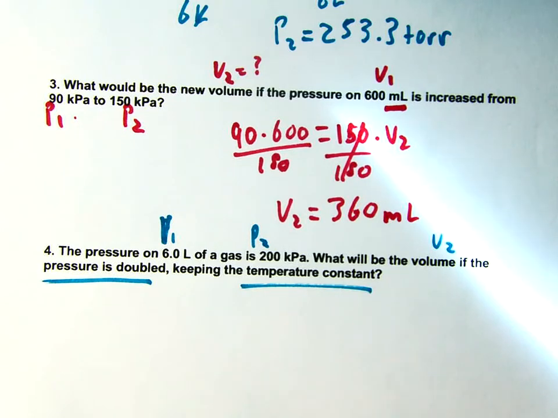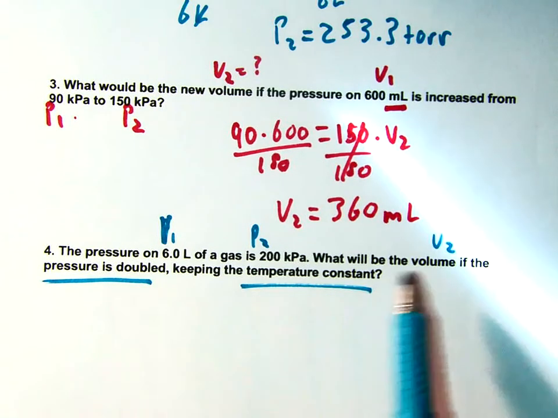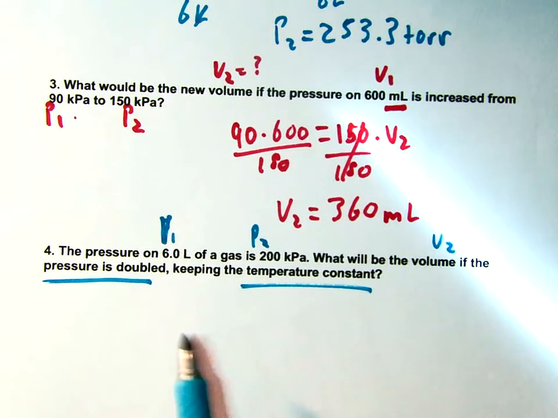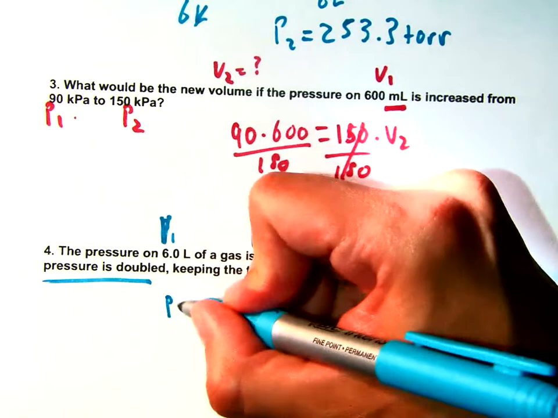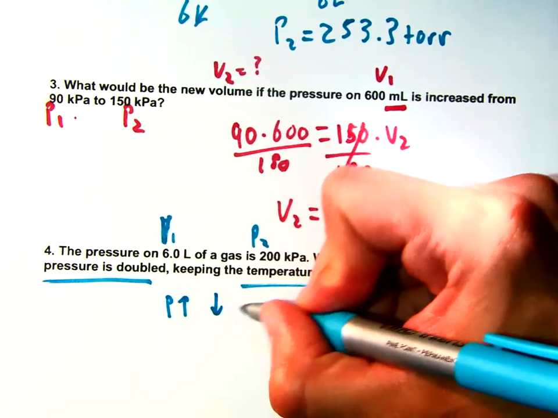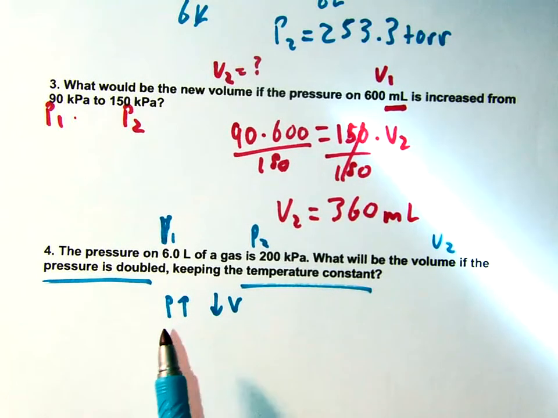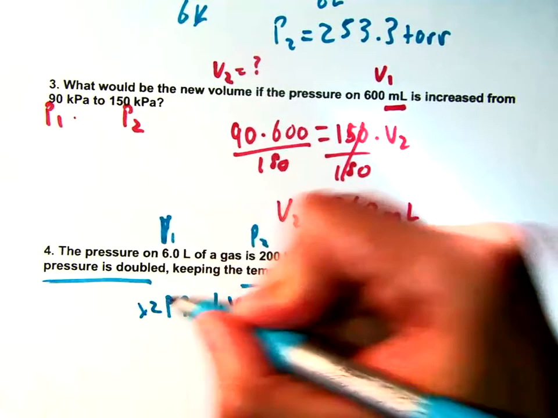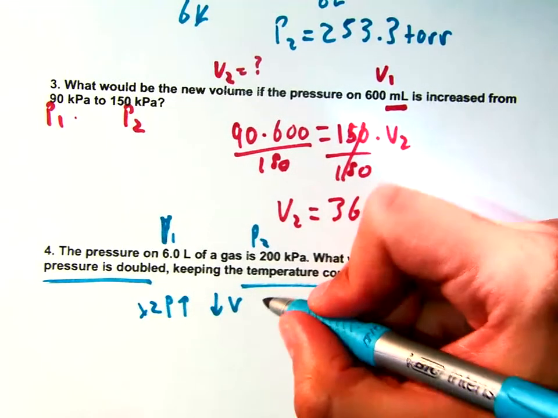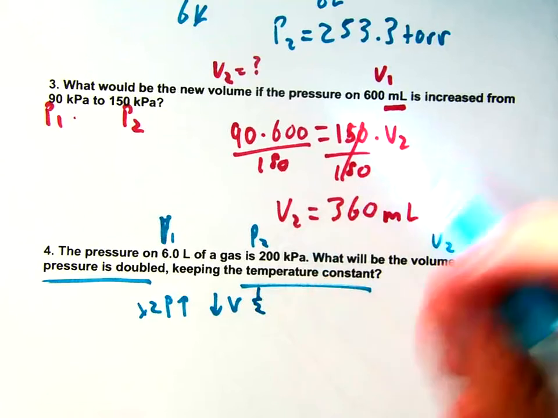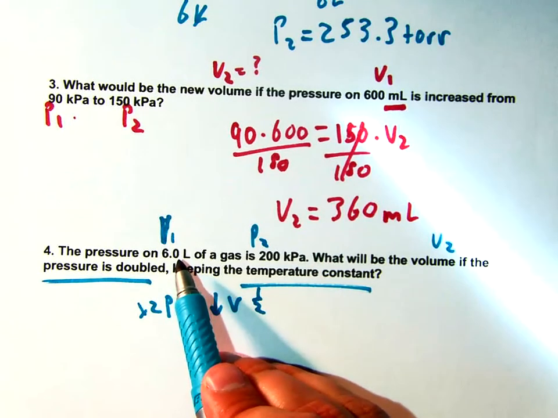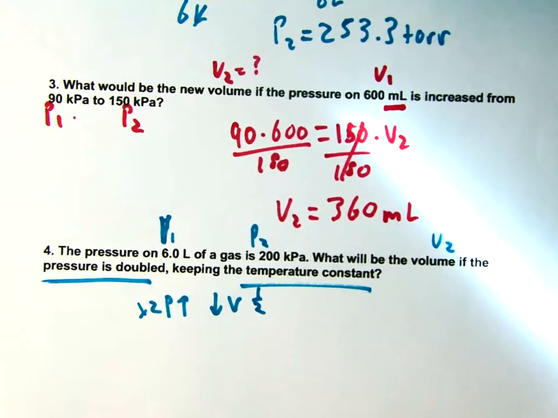Okay, so there's a couple ways to look at this. I know pressure and volume are inversely related. So if my pressure goes up, I know that my volume has to go down. Okay? In other words, if my pressure is doubled, if I go 2 times the pressure, then my volume should be half of that, which would be 3. Okay? Let's test that out.